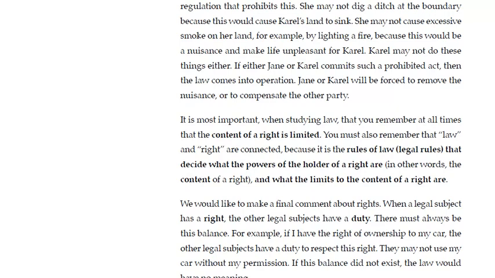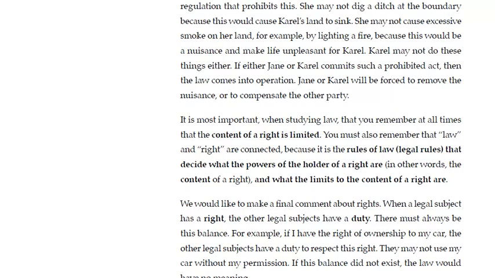It further says, Jane or Carol will be forced to remove the nuisance or to compensate the other party. It is most important when studying law that you remember at all times that the content of a right is limited. You must also remember that law and right are connected, because it is the rules of law, legal rules, that decide what the powers of the holder of a right are. In other words, the content of a right and what the limits of the content of a right are.